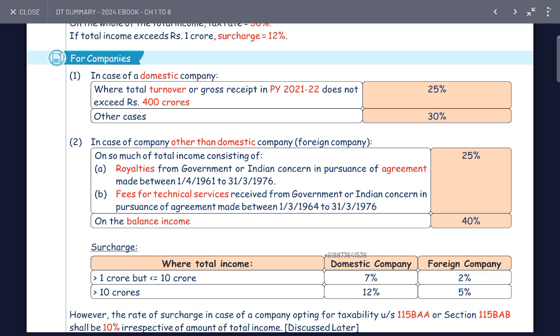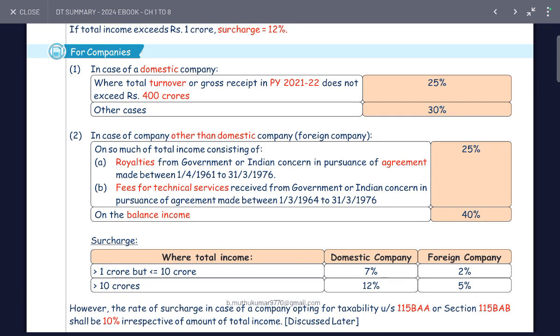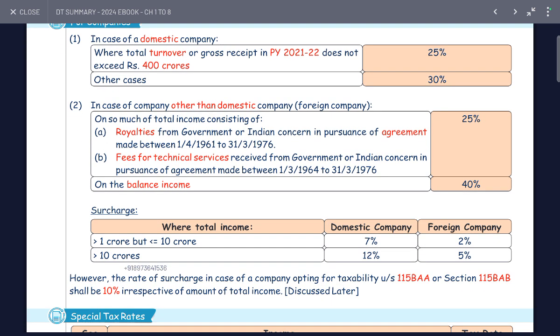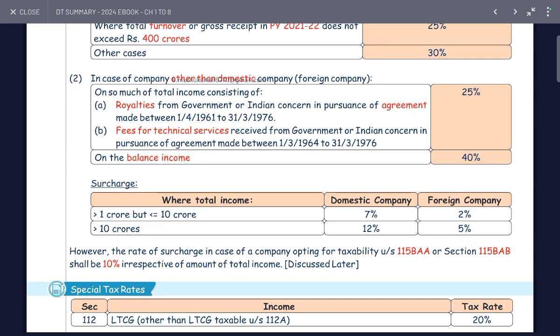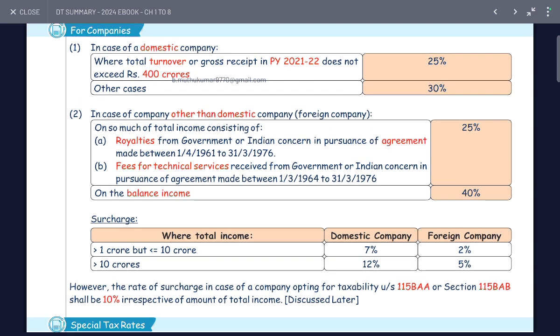For a domestic company, if the total turnover of the previous year 21-22 does not exceed 400 crores, 25%, in other cases 30%. In the case of a company other than a domestic company, it is a foreign company.